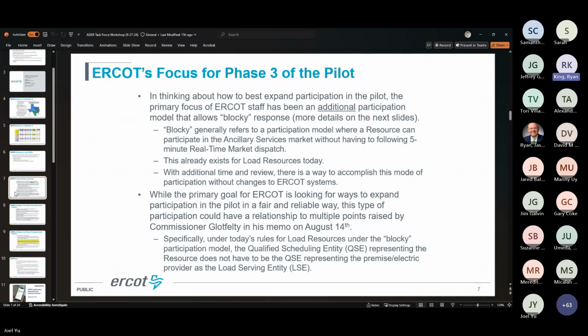My colleague Mark Patterson is going to go through this in a little bit more detail. We also think that as we looked through this framework and what it involved, and some of the rules and requirements, this may have some incidental benefit to some of the questions that Commissioner Glotfelty had raised in his memo. For instance, under the non-SCED blocky load model that we'll get into in the next slide, the QSE representing the resource, at least in principle, does not have to be the QSE representing the premise or electric provider as the load serving entity. So that's an important consideration.